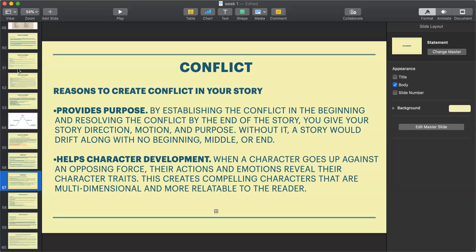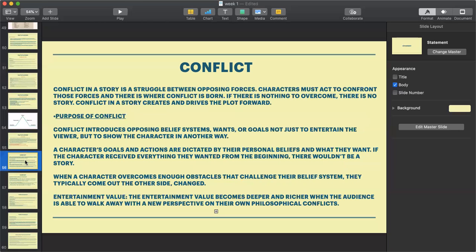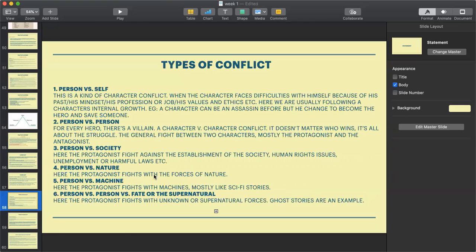Okay. So these are the two basic reasons why we create a conflict in a story: to provide a purpose, answering the basic question of why you are telling the story, and for character development, because when a character faces a problem, it tells us much about that particular character, and makes us relatable and makes us understand that person or that character. Okay, so I think you have got a basic idea about conflict, right? Now there are different types of conflict. Basically there are 6 different types of conflict.